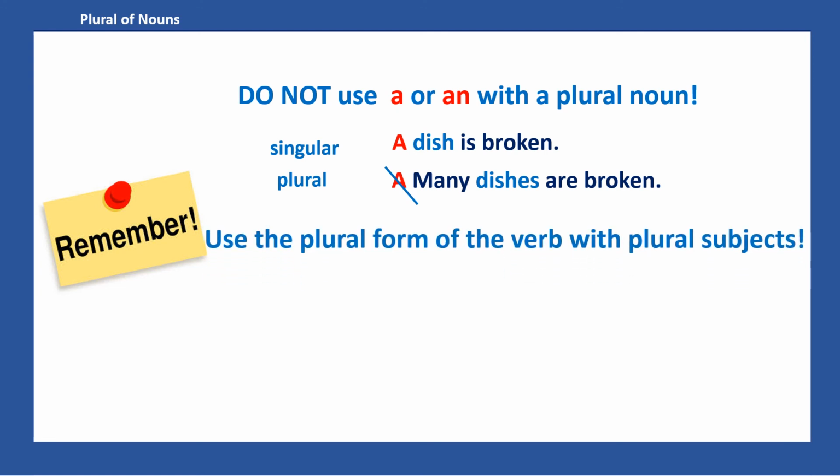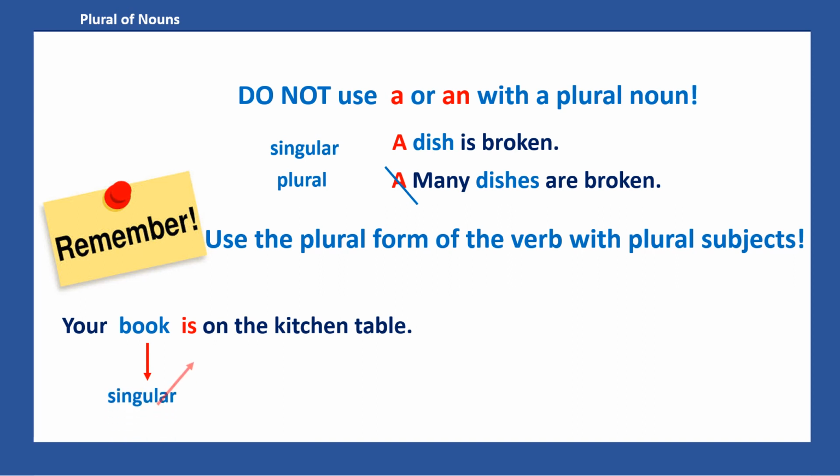Also remember, use the plural form of the verb with plural subjects. Your book is on the kitchen table. Book, singular or plural? Singular. So look at the verb. The verb is. Remember, the verb to be has three forms in the simple present tense. Am, is, are. If we don't want to use the noun book and we want to use the subject pronoun, what's the subject pronoun? It. It is on the kitchen table.